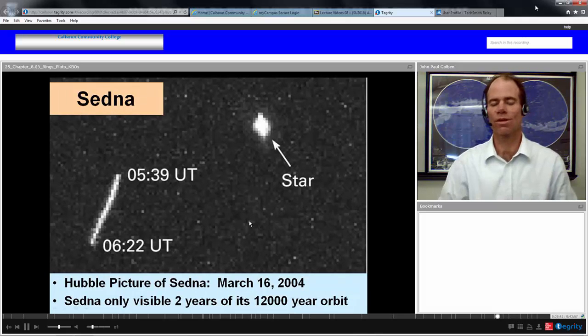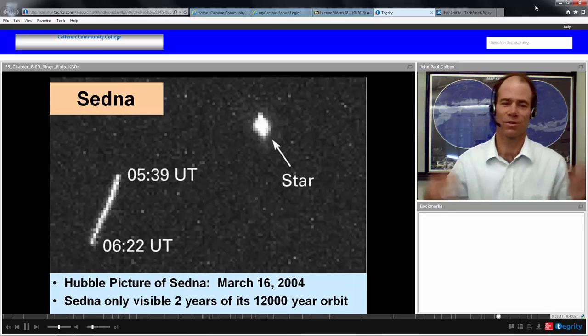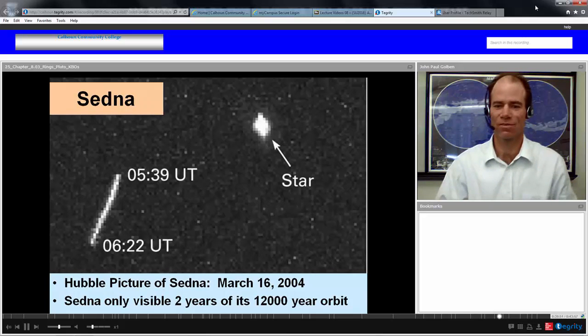Xena is only visible 2 years out of its 12,000-year orbit. So you can't call it a planet, because if you did, you'd have to wait those 12,000 years to see this planet every once in a while. So we just call it a Kuiper belt object, or possibly a dwarf planet.